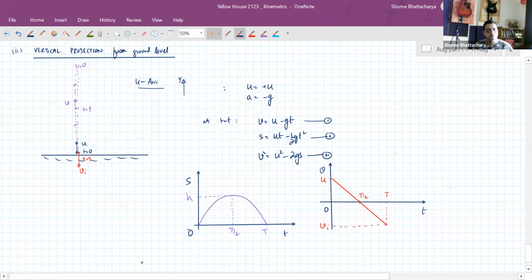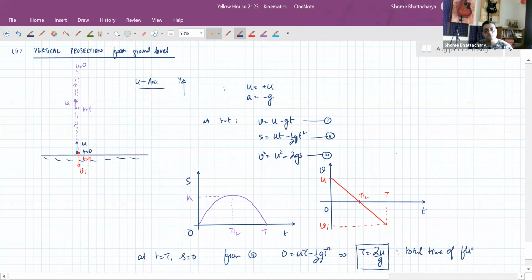So now we'll see that at t equal to capital T, the displacement is 0. So from equation 2, we have this formula. This is called the total time of flight. That is, we can understand it as ascent plus descent. Just write down up to here first, then we'll discuss more.